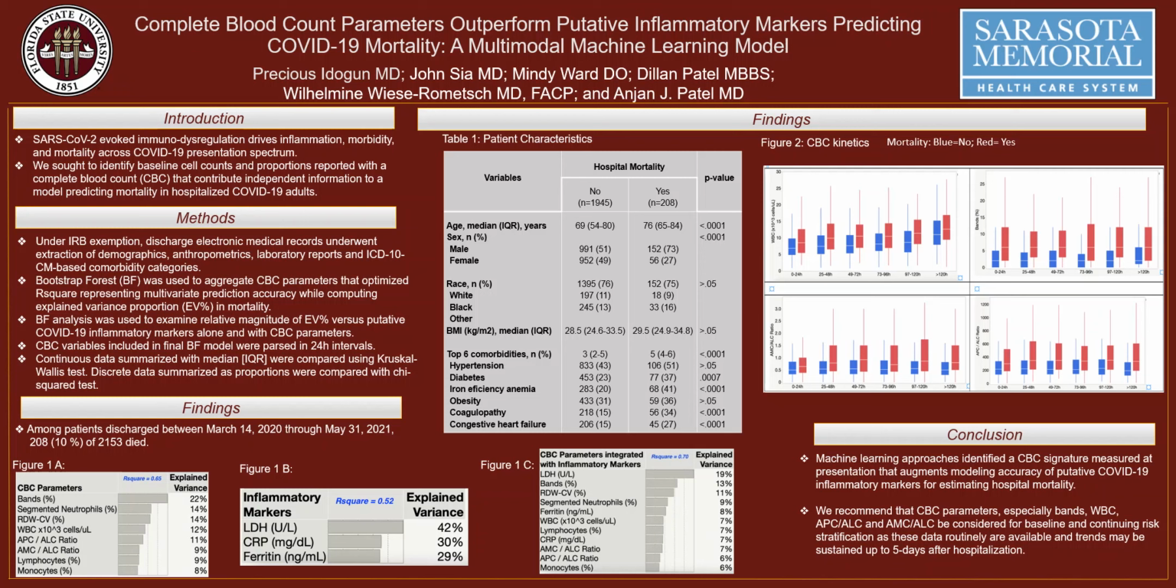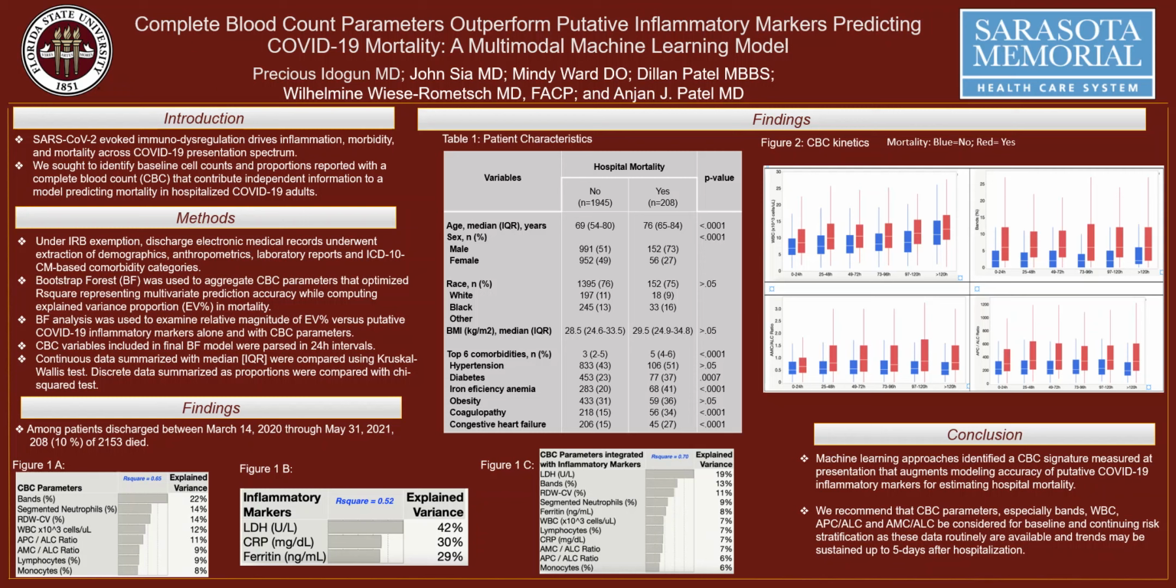For our results, among patients consecutively discharged between March 14, 2020 through May 31, 2020, 208, or 10%, died. Survivor versus non-survivor patient and clinical characteristics are summarized in Table 1. CBC parameters that were identified as independently associated with hospital mortality included white blood cell count, lymphocytes, bands, segmented neutrophils, monocytes, and RDWCB. Ratios of CBC parameters associated with mortality included AMC-ALC and APC-ALC ratios.